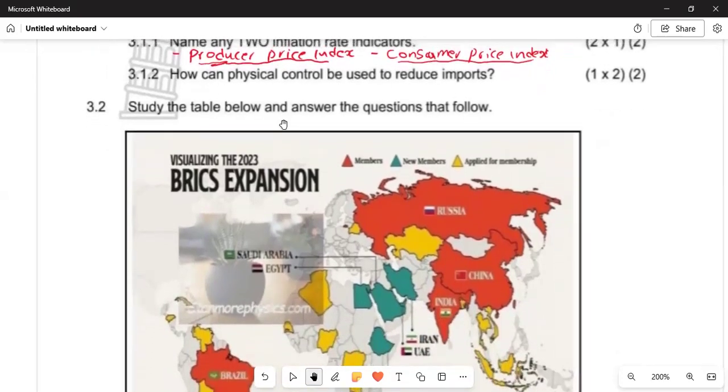3.12. 3.12 says, how can physical control be used to reduce imports? How is it going to be used to reduce imports? So it means we are going to have bans or embargoes.